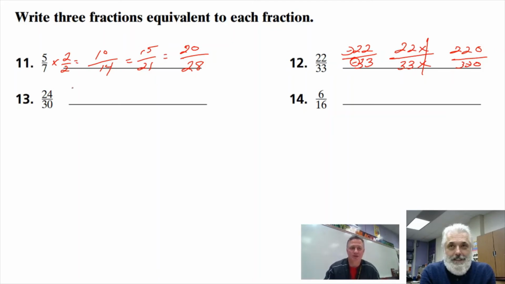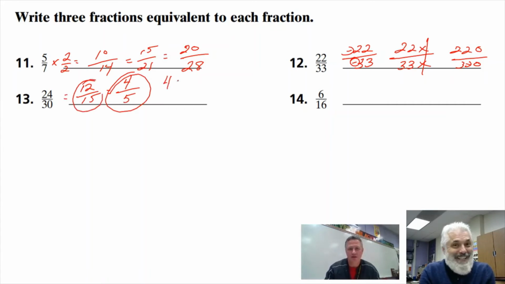All right, help me out. 24/30. Can you simplify that? I can go to 12/15. He just cut it in half. And then I can go to 4. No, 3. Yes, you're right. 3 goes into both 12 and 15, so 4/5. Very good. You're really coming along.